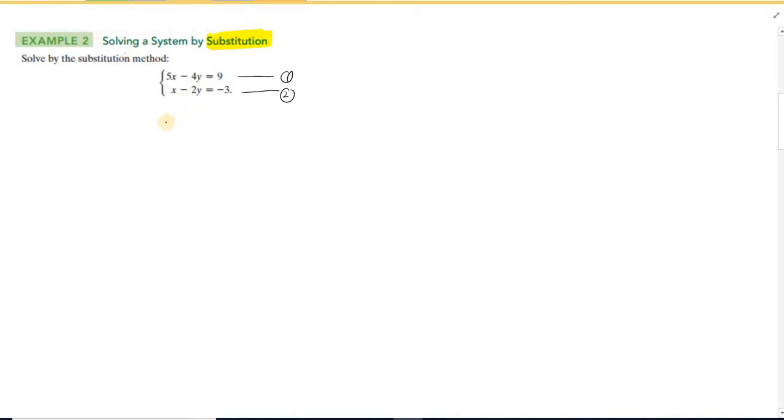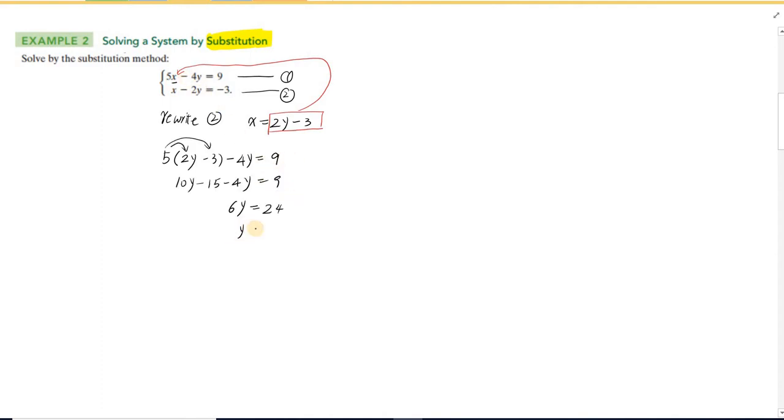Let's go ahead and rewrite equation 2. So x equals 2y minus 3. So once we have this, all we have to do is plug this whole thing in, replace x in your equation 1. That will be 5 times, our x becomes 2y minus 3, and then minus 4y, and then equal to 9. Remember, this is just going to be replaced for your x right there. Alright, replace your x, and then my y is 4.